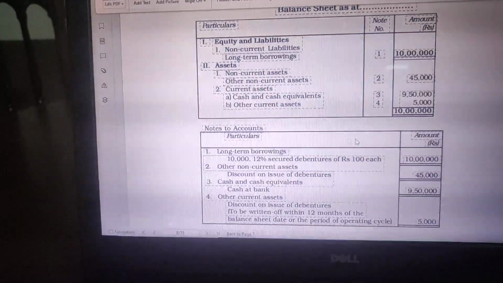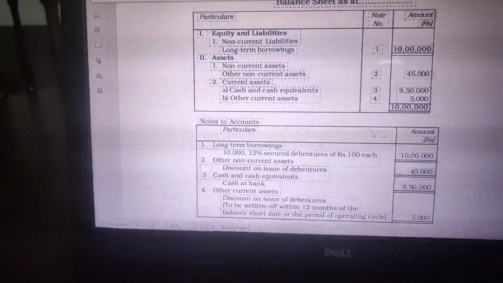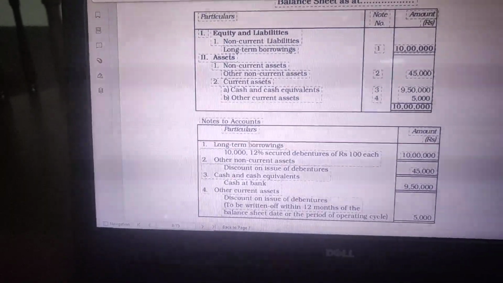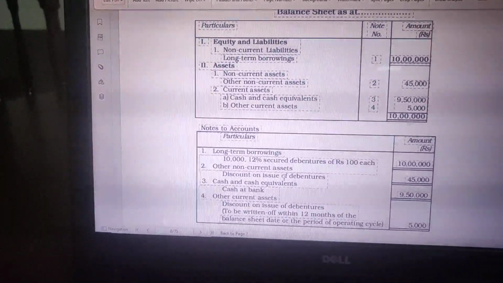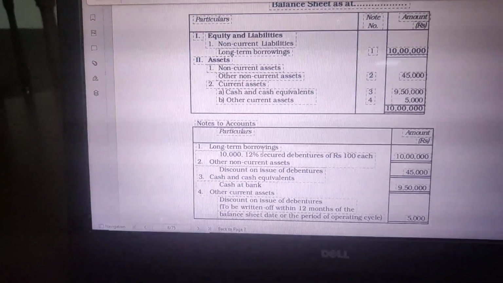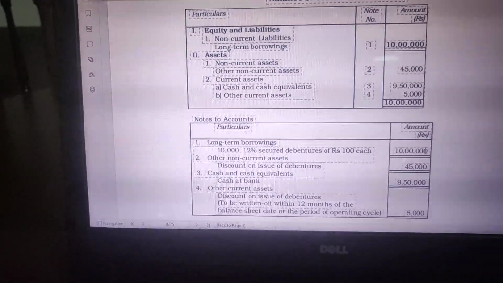Then in the form of a statement, particulars and amount column. Then the first item will be relating to long term borrowings. The full amount of debentures, 10,000 12% secured debentures of 100 each, that is 10 lakh.